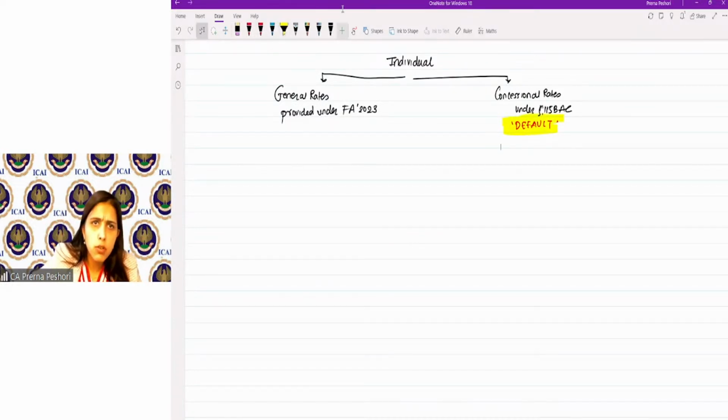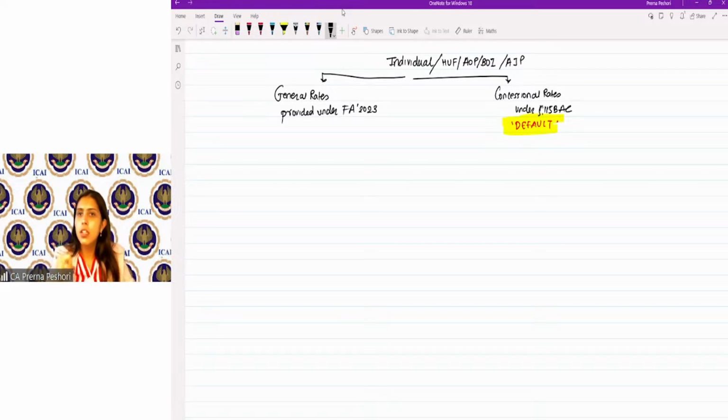So I'm writing here not only individual, but you can write it over here, HUF, AOP, BOI, or artificial juridical person. Right? Now they have to pay the tax in respect of their total income at the concessional rates. Now this is a special provision. 115 BAC is a special provision which is applicable, right?